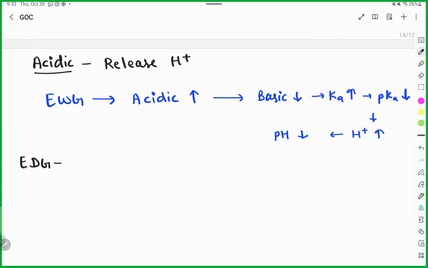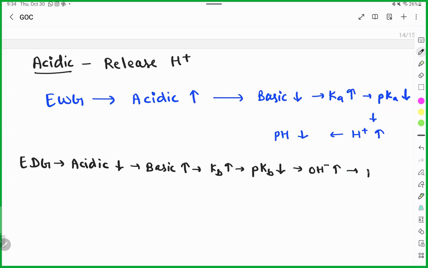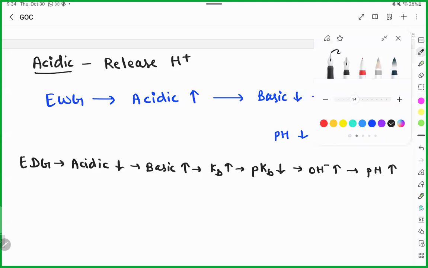Electron donating group decreases acidic character. It means it increases basic character. If it increases basic character, then Kb will increase, then pKb will decrease, because Kb and pKb are ulta of each other, like H and pH. Then you will say the OH negative concentration in this case will increase and pH will also increase. More OH concentration, pH will be more. That is a special case in pH and pOH.